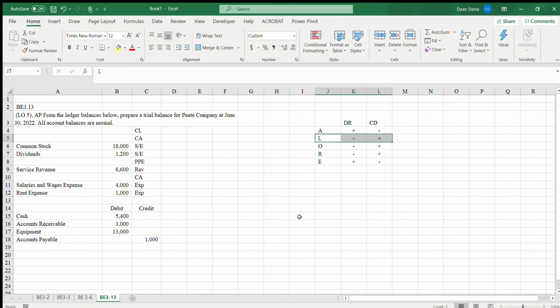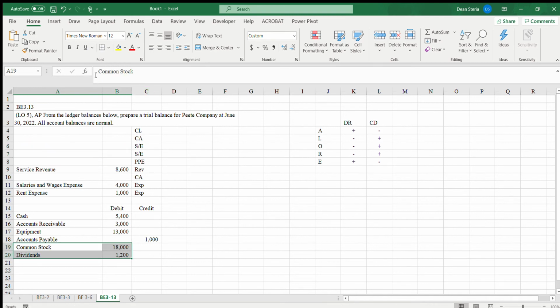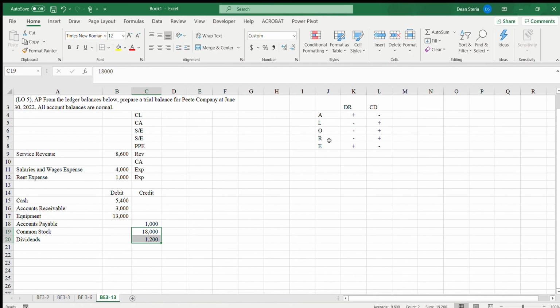So what else do we have? Do we have any other liabilities? No. So what's the next one we have? Stockholders' equity. So we have common stock and dividends. Both are going to go down here. But we're going to have to move the dollar amounts over to the credit side, right? Because stockholders' equity, owner's equity right here, increases with a credit.